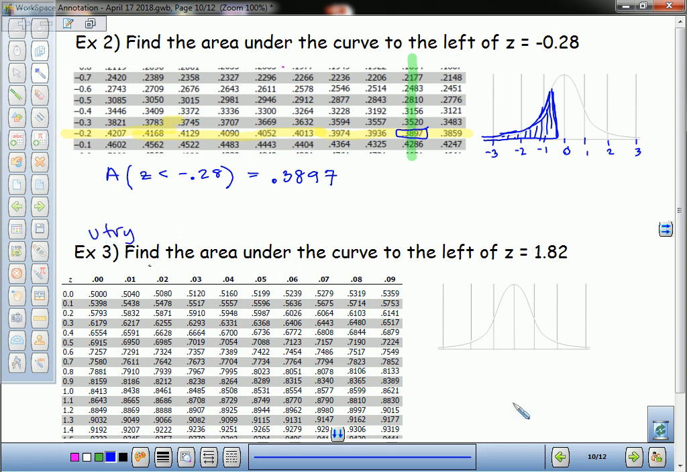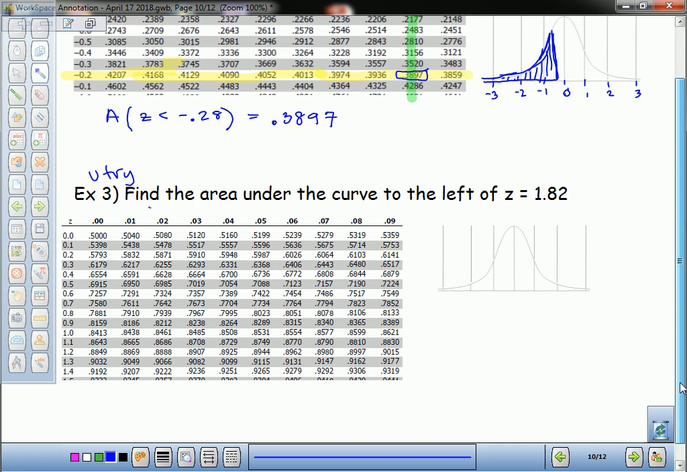Example 3. So all you're doing, guys, is you're just using your chart. Now this Z-score is positive. Do you notice that on your chart, one side is negative and one side is positive?